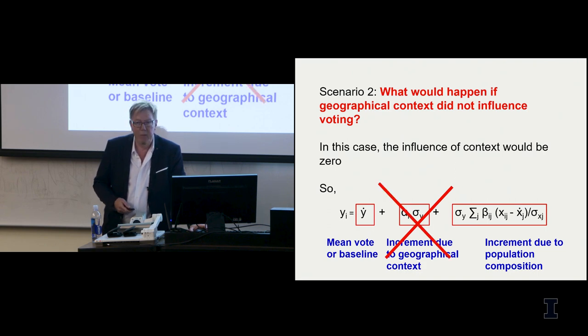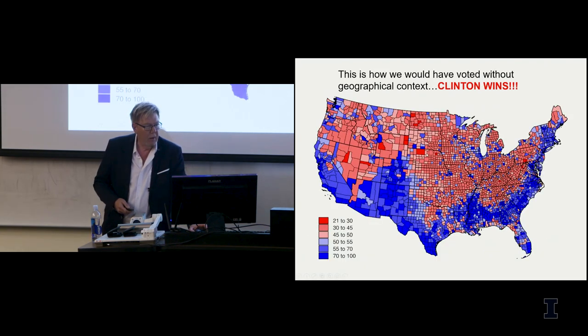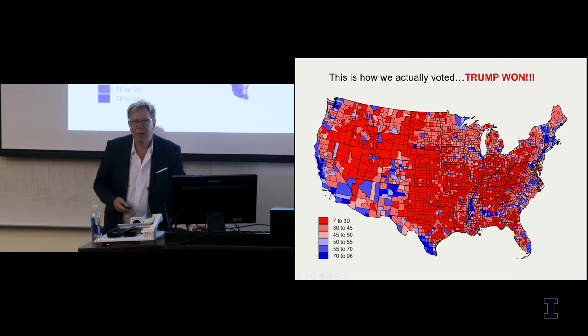What would happen if geographical context didn't influence voting? Well, we just get rid of that bit, and then predict y from this model. And that's how we would have voted without geographical context. So if geography wasn't important, this is the way the counties would have voted. And there's no doubt under this scenario that the Democrats would win the election. They've got the main cities in the eastern seaboard, they've got Florida, they've probably got Texas, and California. So they'd probably win the election quite handily. So that's how we actually voted, and that's what we've got as a consequence.